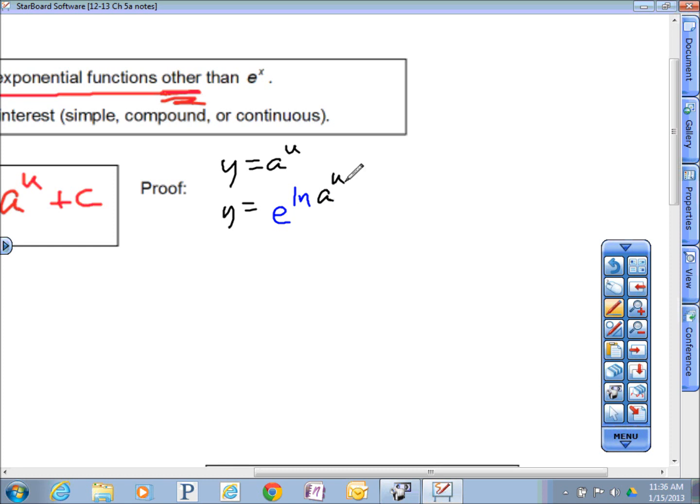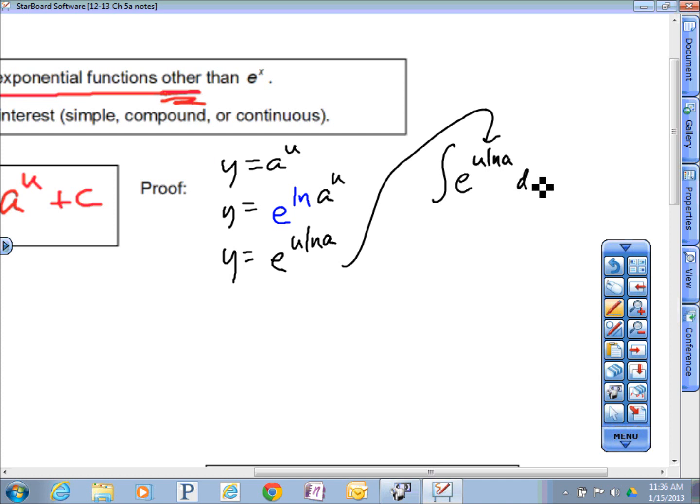Now I can rewrite this function. So y is the same thing as e to the u times natural log of a power. Well, now if I go to integrate this, e to the u times natural log of a power du, I've set myself up to do what I would normally call a u substitution. I'm going to say m, just for kicks, is u natural log of a.